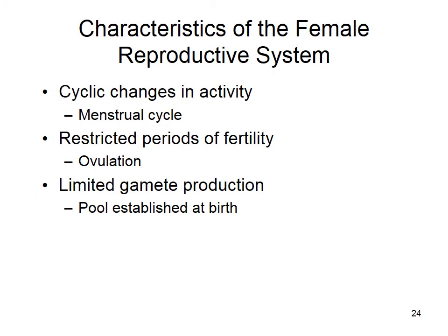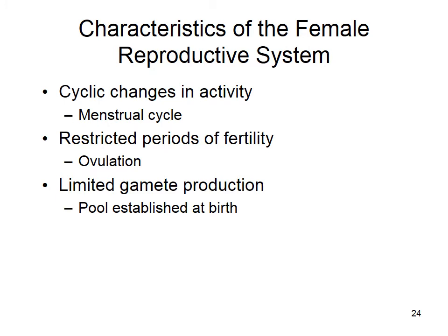Okay, the female reproductive system differs from the male in that you get cyclical changes in activity, which is the menstrual cycle, right? Males from puberty onward are fertile all the time, right? Females are only fertile a portion of the time during the menstrual cycle. Okay, so they have restricted periods of fertility, a day or two before and after ovulation. So on average, the menstrual cycle is about 28 days, and the fertile period is anywhere between 2 and 4 days of that 28. Okay.